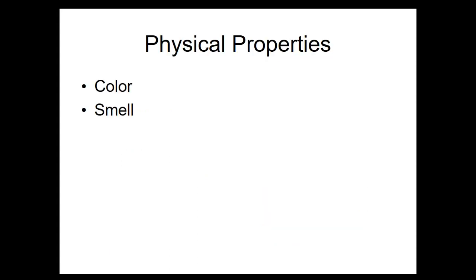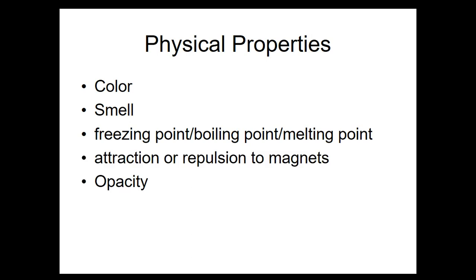So examples of physical properties. These are all things that we can test without making it go through some kind of chemical reaction. So we could look at the color, the smell. When you smell something, some particles of what you're trying to smell actually go through the air and go into your nose. That's how you smell something. Anytime you're talking about any kind of temperature where things change from one state of matter to another, that is a physical property.